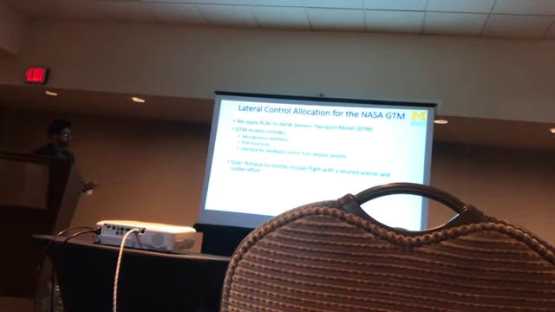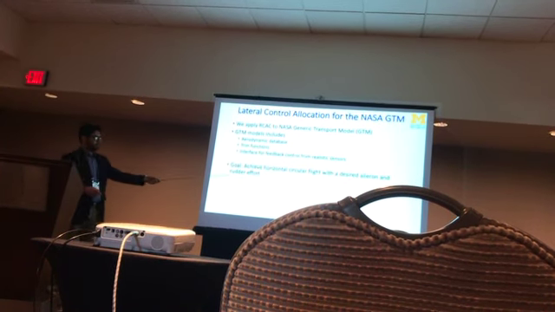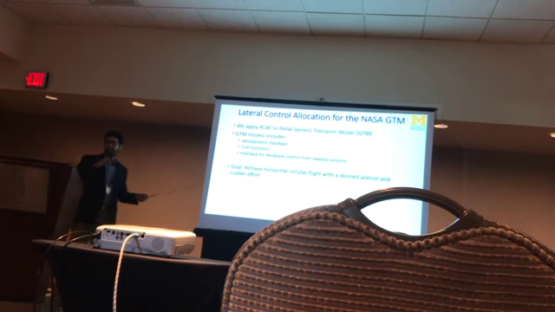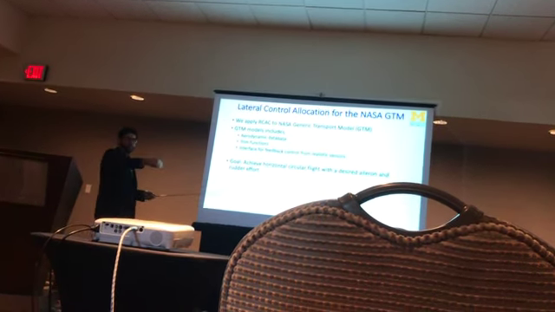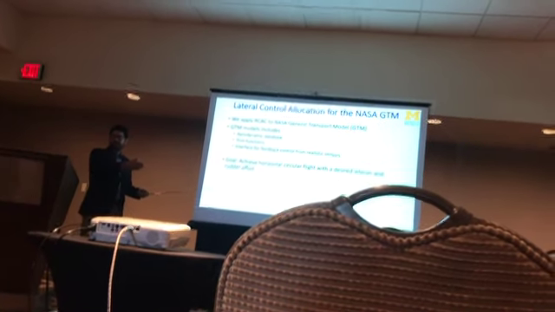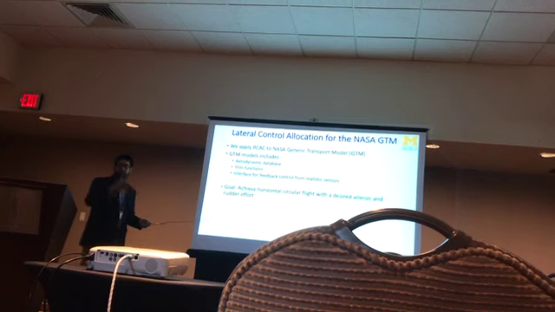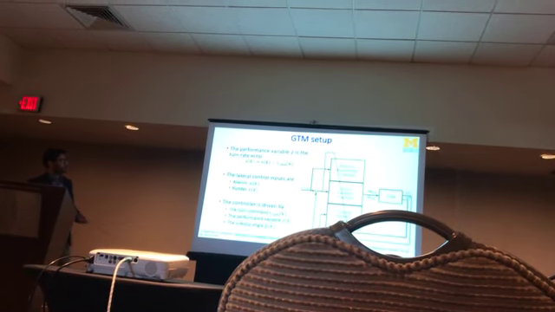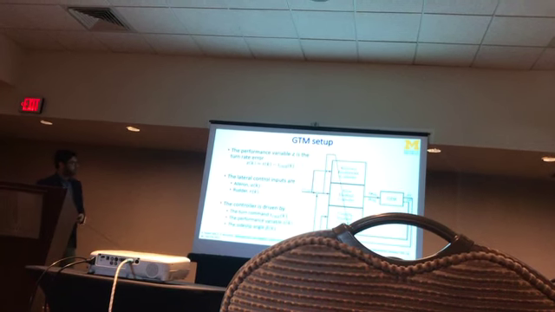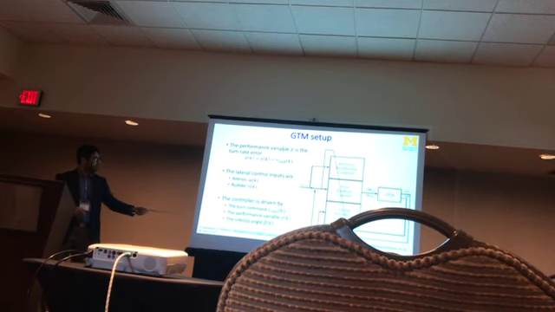Our goal in this problem is to achieve horizontal circular flying with the desired aileron and rudder effect. Like I said, aileron and rudder can be used simultaneously to turn the aircraft. So the aircraft is going straight, and from that trim condition, we want to make it go in a horizontal circular flight. So from one trim condition to another trim condition. So this is the GTM setup that we use. A lot of details of this model are actually given in this paper.